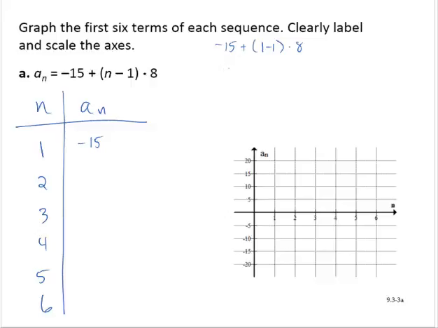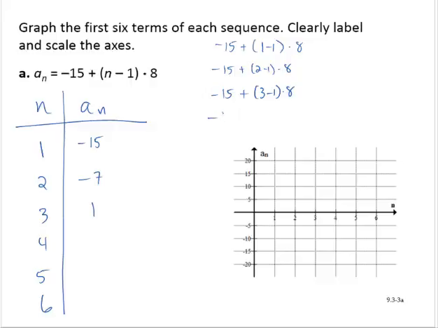All right, and then if n equals 2, we'd have negative 15 plus 2 minus 1 times 8. 2 minus 1 is 1. 1 times 8 is 8. Negative 15 plus 8 is negative 7. Continuing on, we'd have negative 15 plus 3 minus 1 times 8. 2 times 8 is 16. Negative 15 plus 16 is 1.